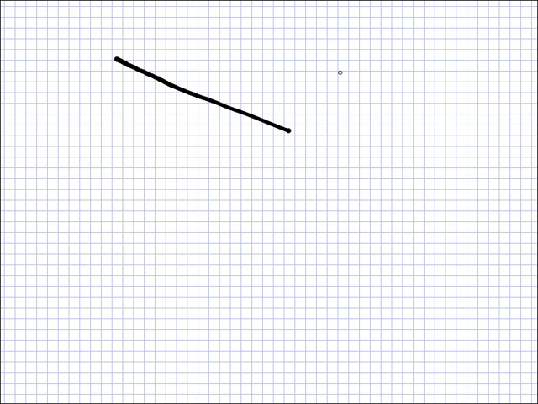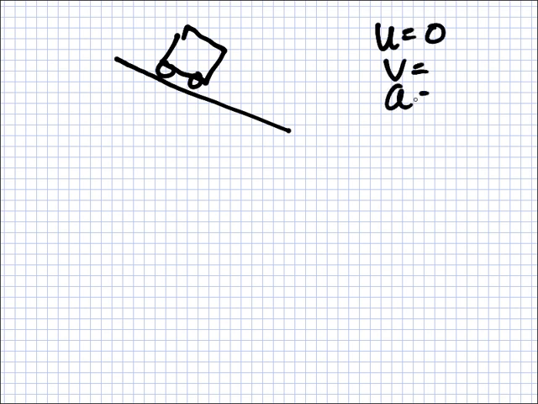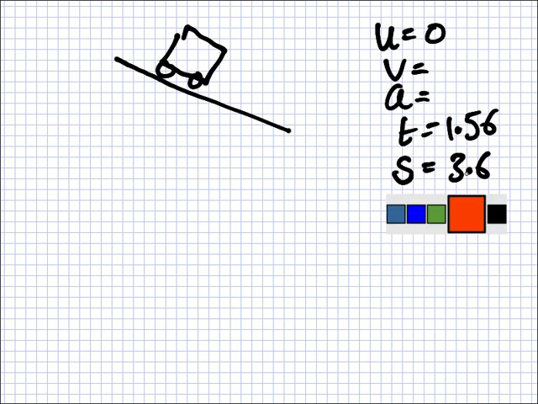Okay. Right, there's the trolley going downhill. U is 0, V we don't know, A we don't know, T we do know: 1.56 seconds, and S is 3.6. They ask you for the A. I'm sure that's easy. So what do you get for A? 2.96. Okay.